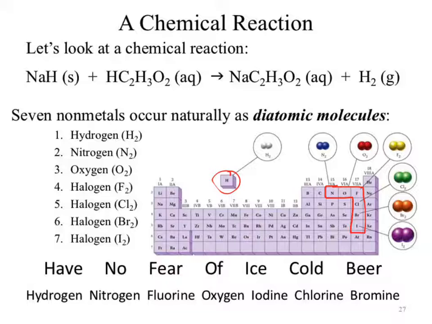The way that, for whatever reason, probably because I was so immature when I learned it back in high school, was this little phrase: have no fear of ice cold beer. Have begins with H, which also happens to be hydrogen. No, nitrogen. Fear, fluorine. Of, oxygen. Ice, iodine. Cold, chlorine. Beer, bromine. It ain't perfect, but it works.